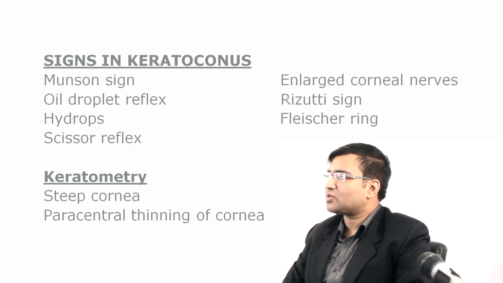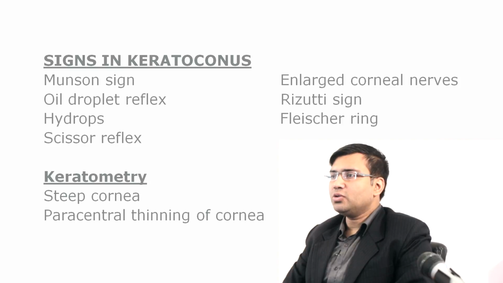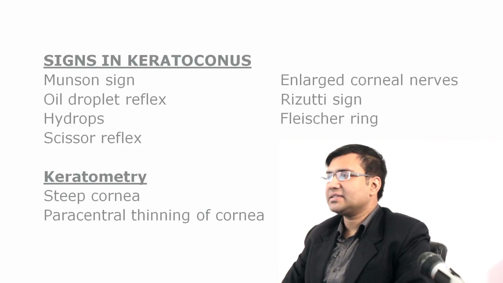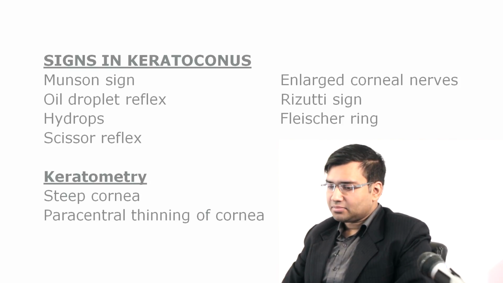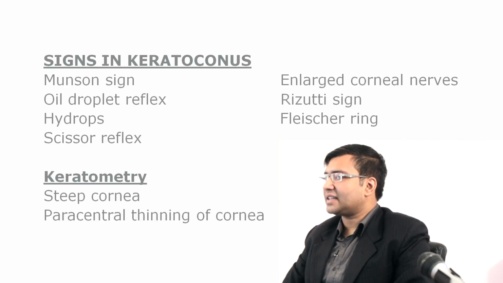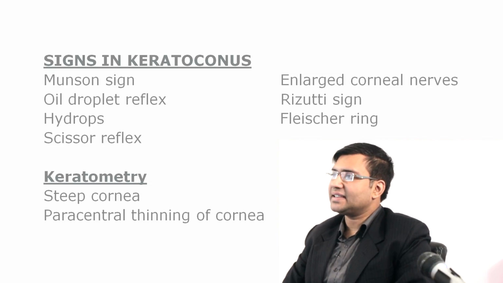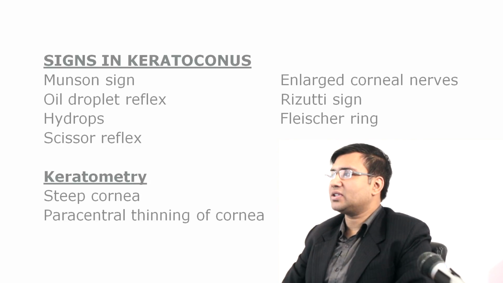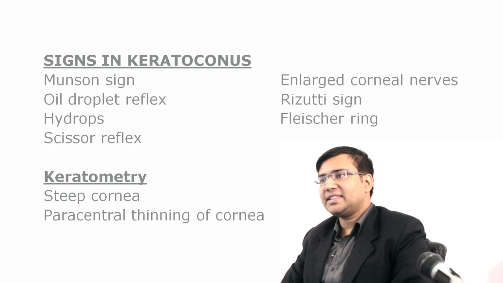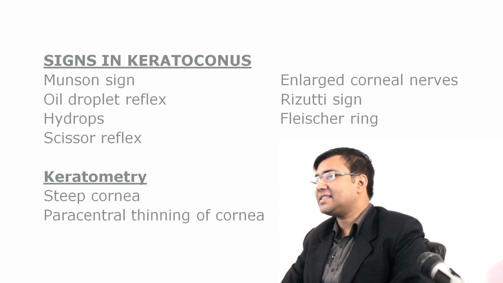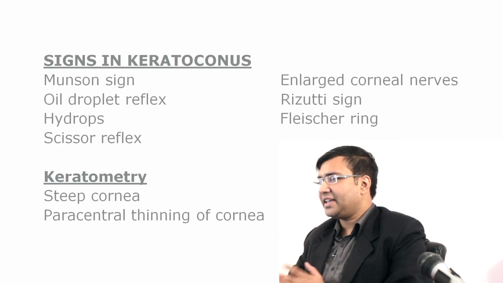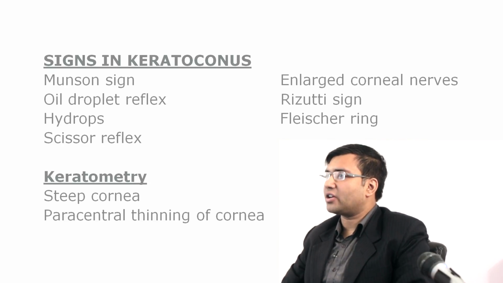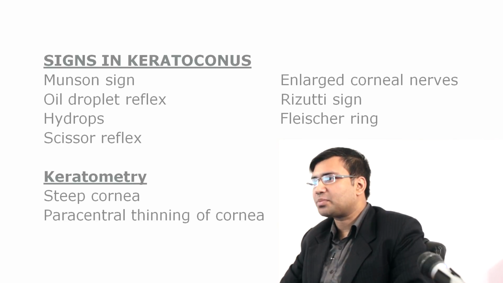Then the hydrops. What is hydrops? I told you that there are 5 layers in the cornea. The innermost layer is endothelium, and above this is Descemet membrane. Descemet membrane is a very thick membrane that I have told you. But in cases of keratoconus, there is a thinning of cornea. So this Descemet membrane can rupture, and the aqueous humor can seep from the anterior chamber into the cornea. This is called hydrops.